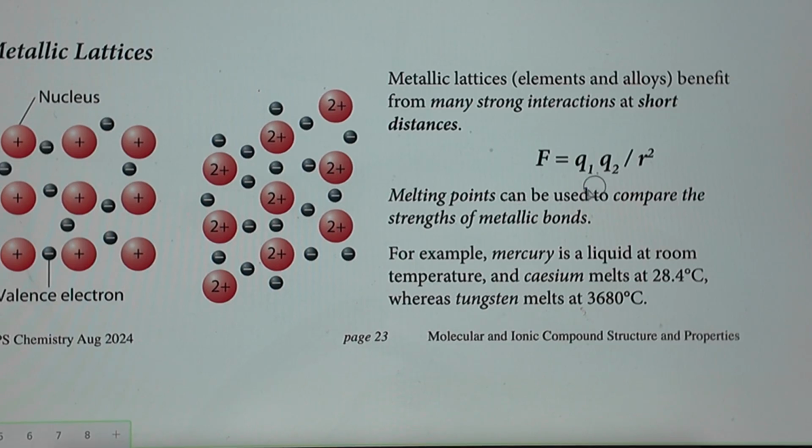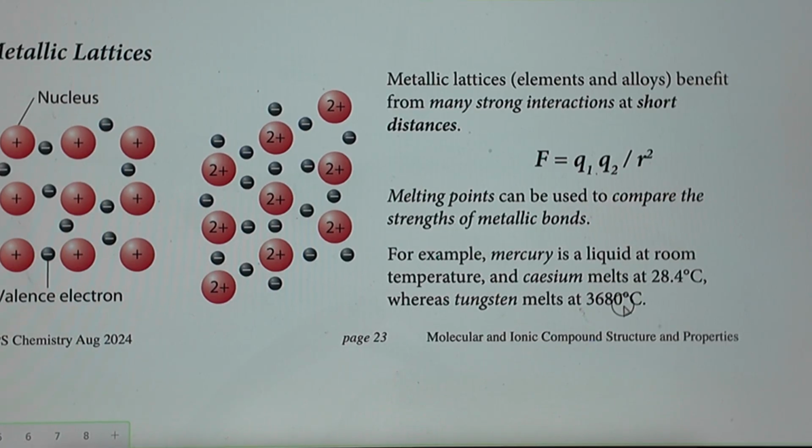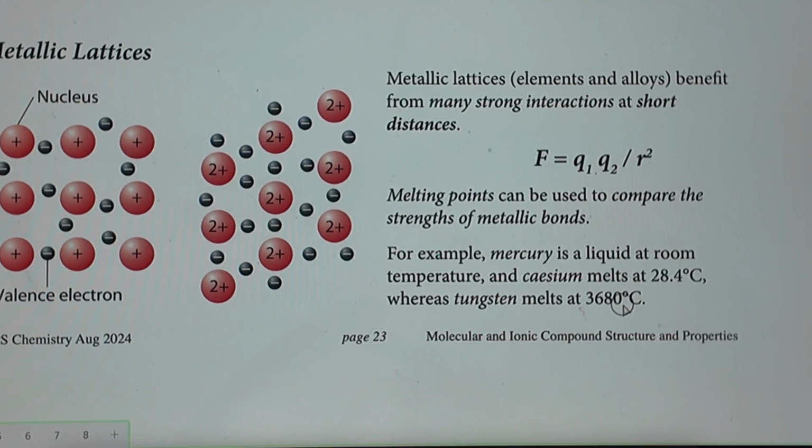And the melting points can be used to compare the strengths of the metallic bonds. For example, mercury is a liquid at room temperature, and cesium melts at 28.4 degrees Celsius, while tungsten melts at 3,680 degrees Celsius. So the higher the melting point, the stronger the lattice and the strength of the bonds.